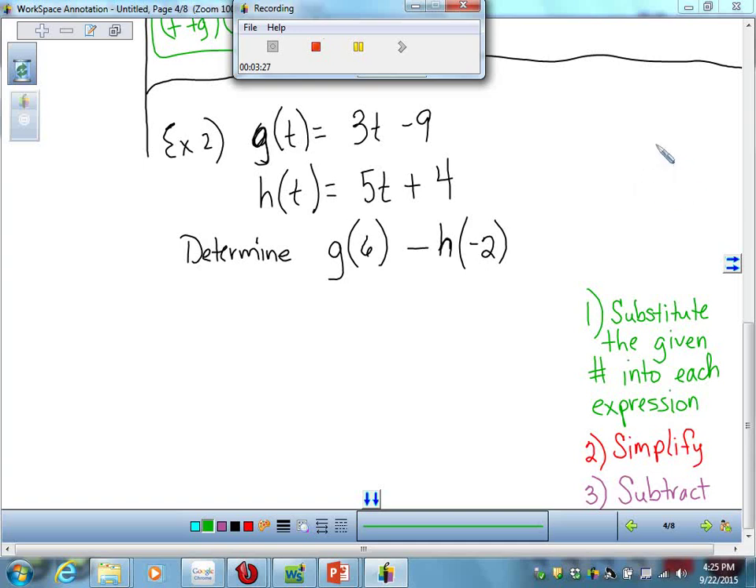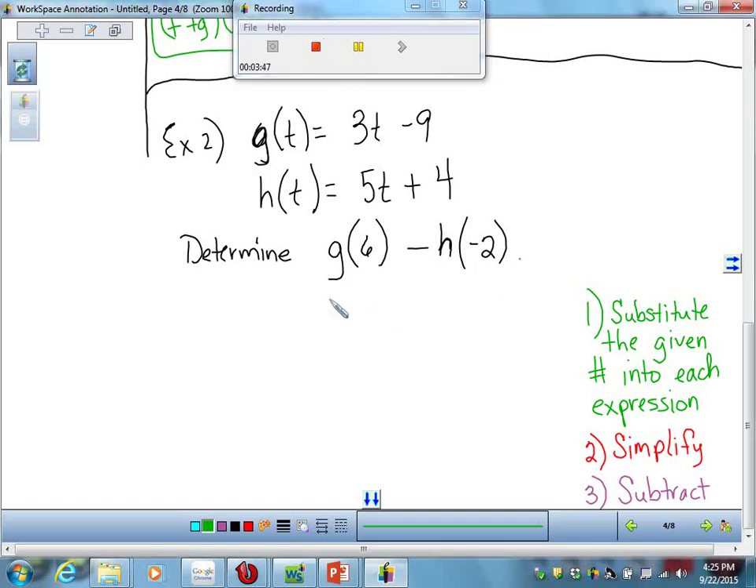Okay, now for the next example. In example 2, we have g of t is equal to 3t minus 9. h of t is equal to 5t plus 4. And this time we want to determine g of 6 take away h of negative 2.